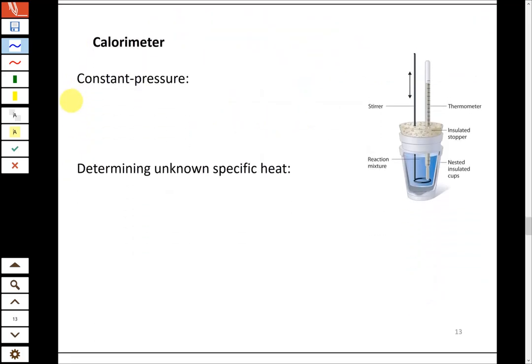So again, it's a device that's used to measure heat, as we defined on the last slide, and it contains the surroundings. So the first type of calorimeter we'll talk about is what's called a constant pressure calorimeter. And in a very simple laboratory setting, it could just be coffee cups, maybe two coffee cups stacked on top of each other that's used as your insulating material.